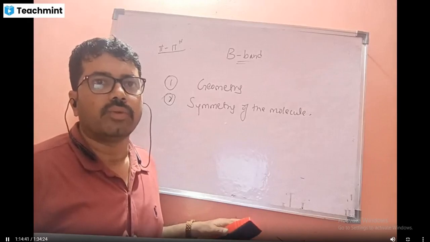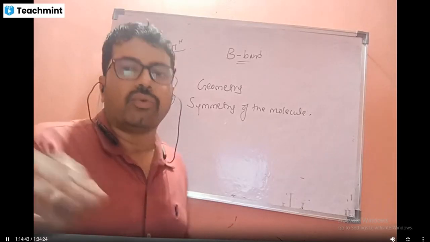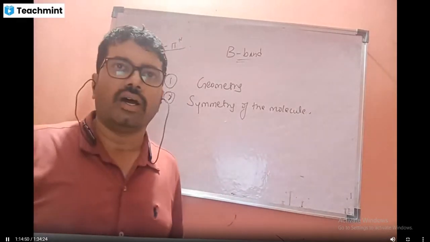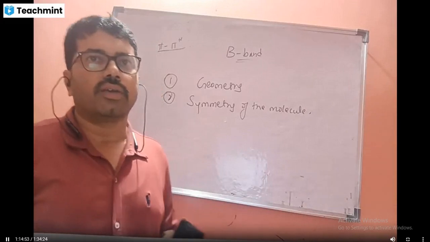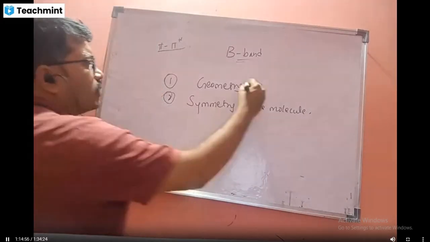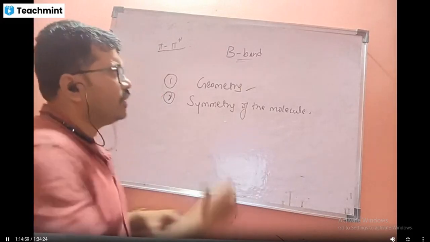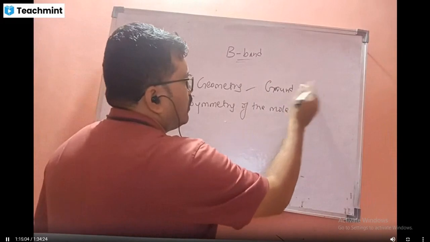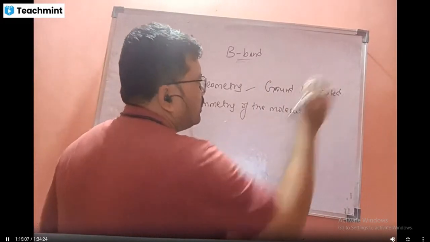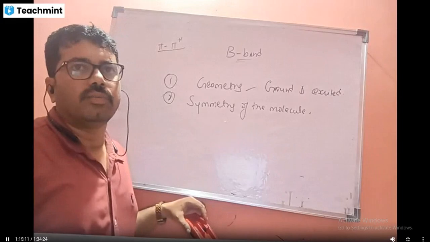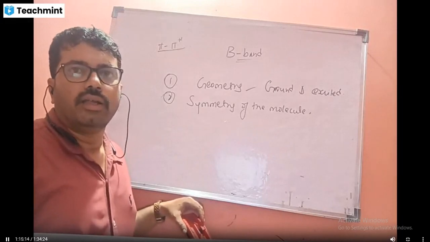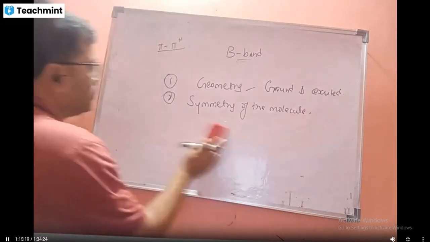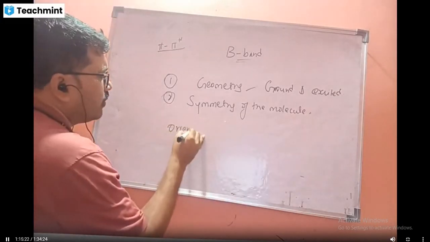A large number of organic compounds absorb UV visible light. The following factors are important to decide whether a transition is allowed or forbidden: the ground state geometry of the molecular orbital, the excited state geometry of the molecular orbital, and next, the orientation of the molecule. Orientation is also important.